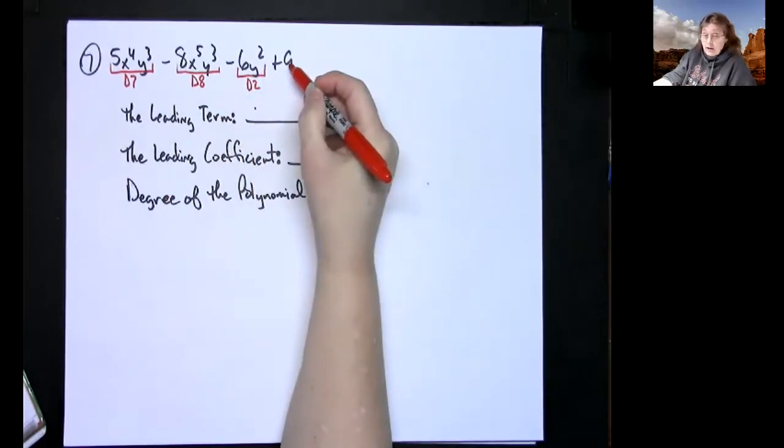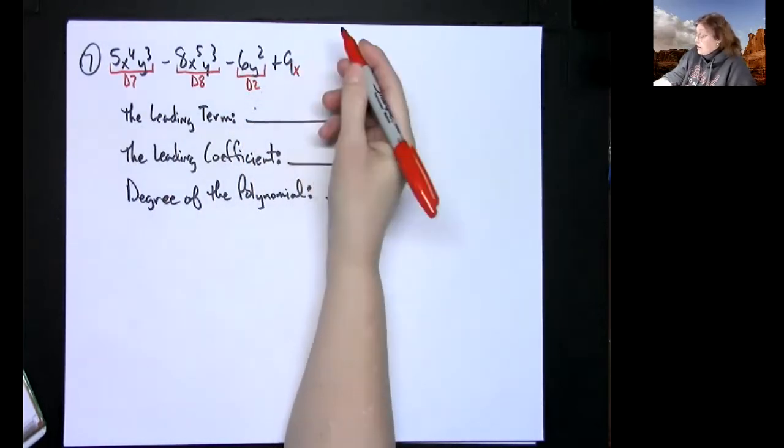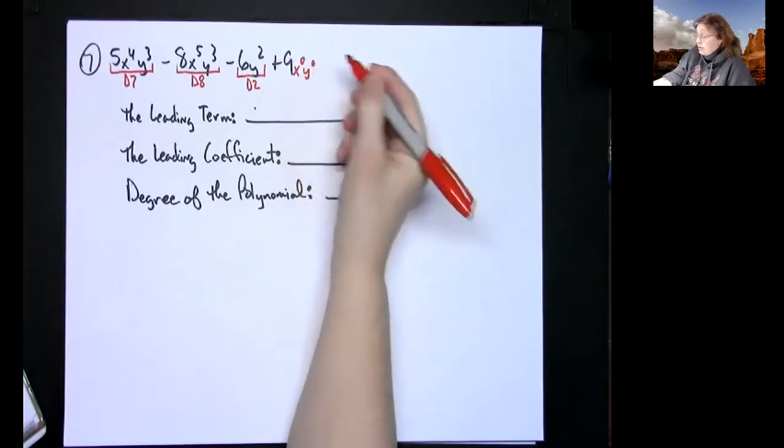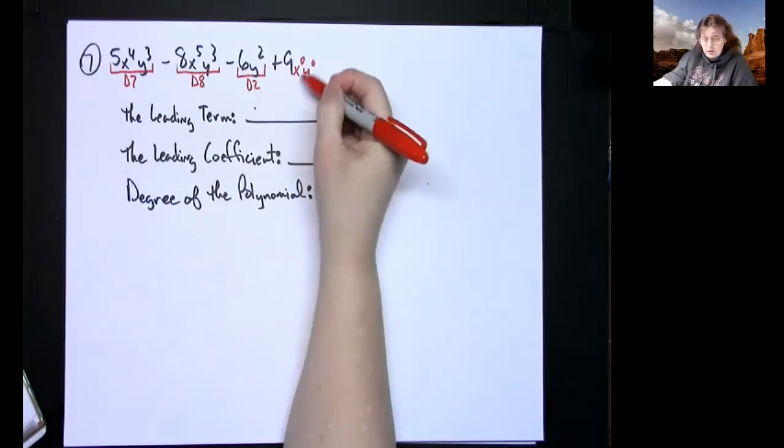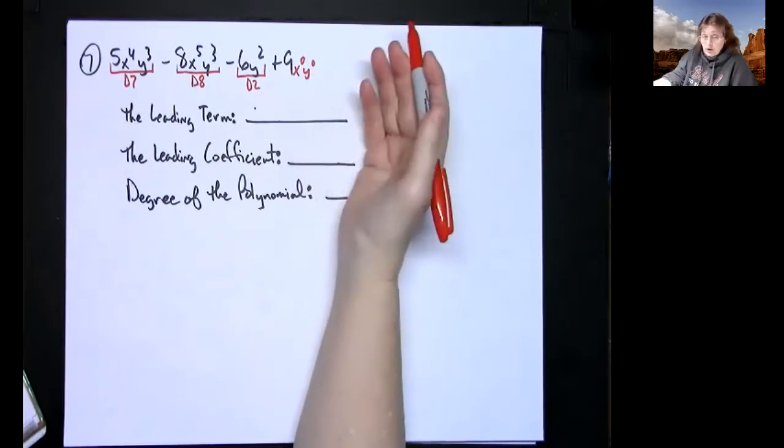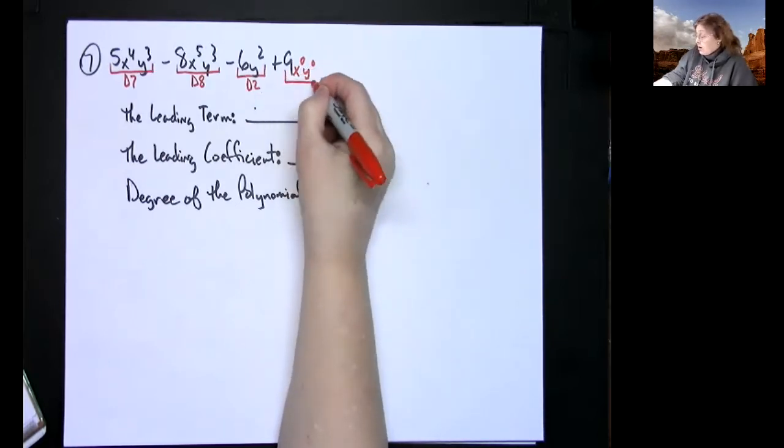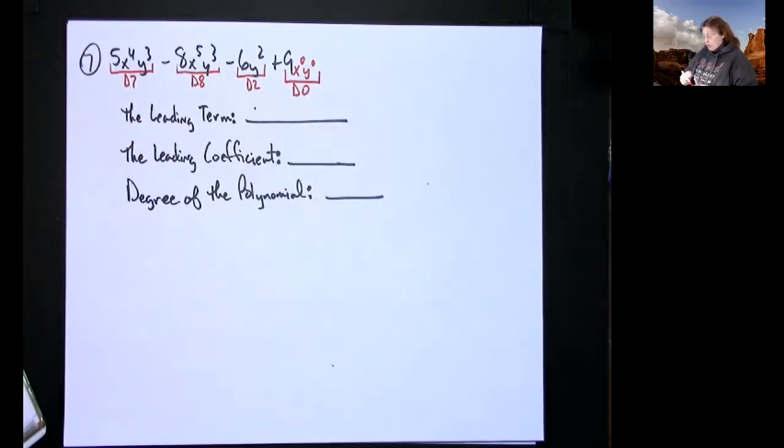And then that 9 does have an imaginary x to the 0, y to the 0, because anything raised to the 0 power is always 1. So that's why you don't see those on constants. So that degree is a degree of 0.